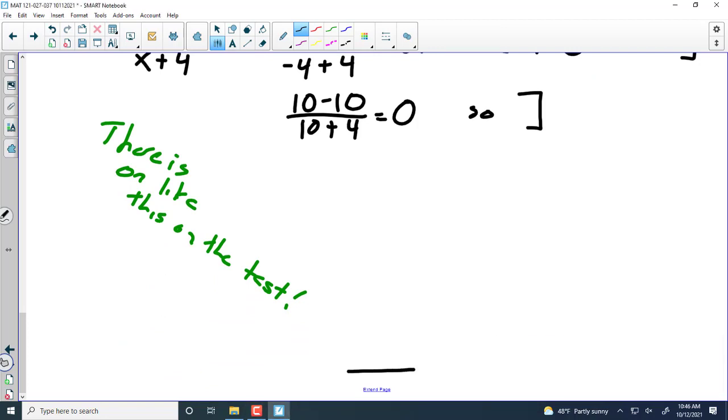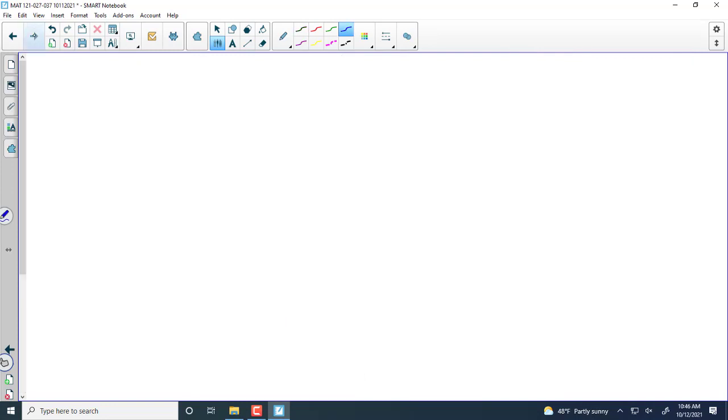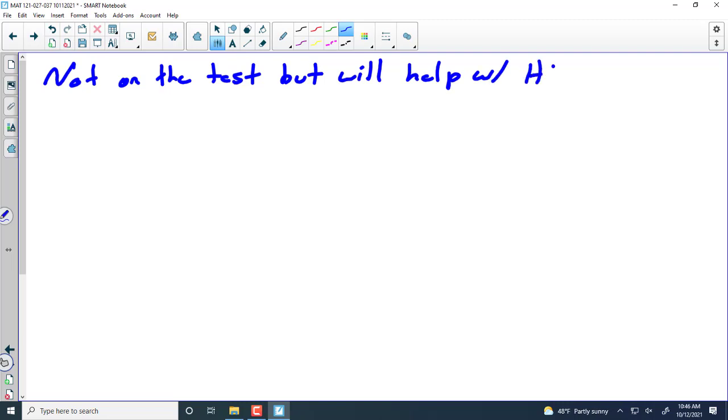All right, now the next thing I'm going to show you is not on the test, but will help with homework. So this you do not need to study for the test, this next example, but you might want to keep this page near you when you're finishing up your 3.6 homework, because you will see a problem like this in the homework.